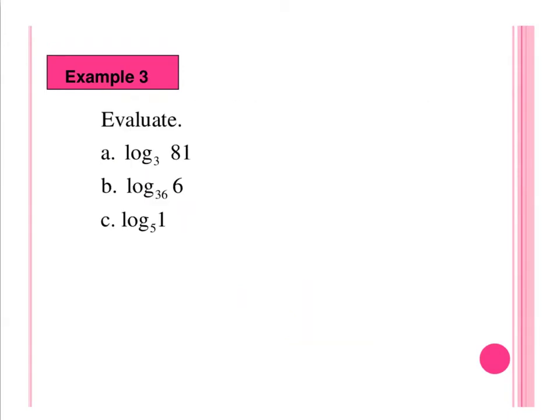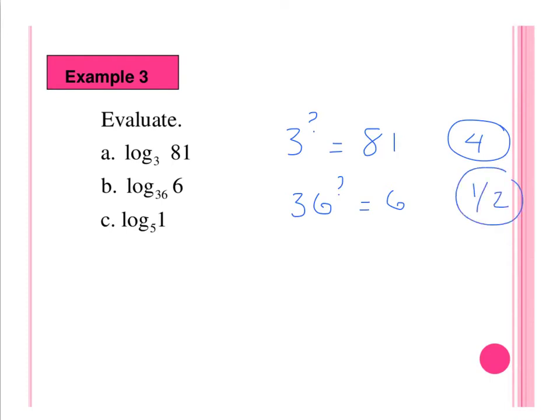If I'm evaluating, I like to think of it like 3 to the power of something, because remember, I can express it in exponential form. So 3 to the power of something is 81. Well, what is that power, class? It's going to be 4. 3 to the power of 4 is 81. And then 36 to the power of something is 6. The only way that happens is if I take the square root of it, and I can write that exponent as a fraction. So my answer is a half.